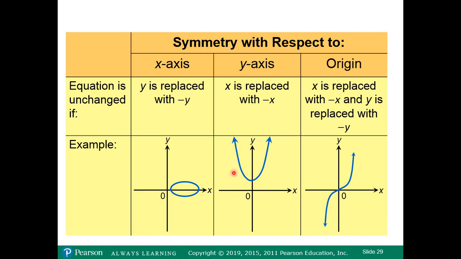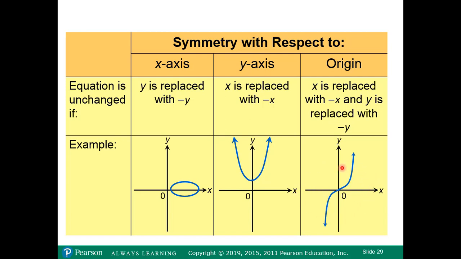With respect to the x-axis, for example, this parabola. And then here, if it's with respect to the origin, you replace both x and y with the opposite values of x and the opposite value of y respectively. If you get the exact same graph or exact same function back, it is symmetric with respect to the origin.